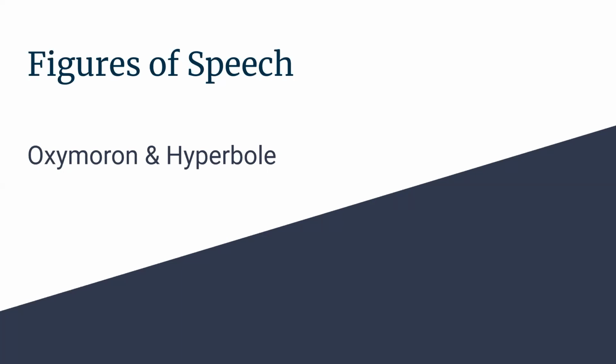Hello, everyone. Today we are going to learn about figures of speech as a part of vocabulary in your first year English textbook, The English Turf. So today we are going to learn about oxymoron and hyperbole. These are two simple topics. When you understand the definition, you'll be able to understand what is an oxymoron and what is a hyperbole.